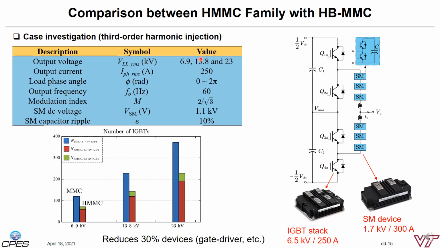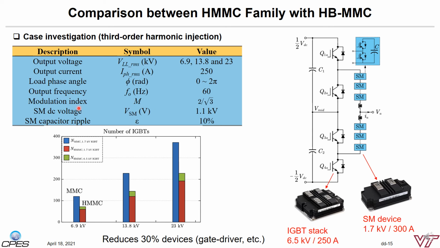The phase current is set as 250 amps, and the phase shift angle between voltage and current covers the entire range. We assume the highest modulation index with the third harmonic injection. The MMC submodule voltage ripple is set at 10%. Based on these comparison conditions, we chose 2 types of IGBT devices. For the MMC submodules, we used the 1.7 kV IGBT devices and the 6.5 kV IGBTs for the HMMC high voltage switches. Based on this, we can see the number of switches comparisons in the bottom chart.